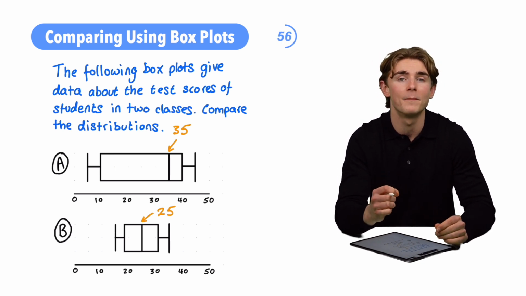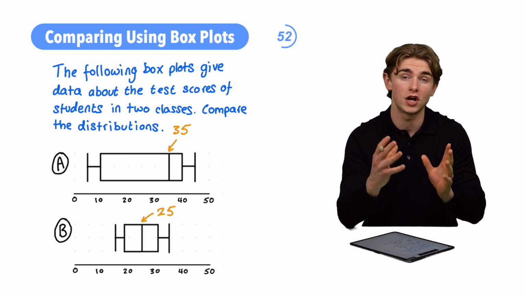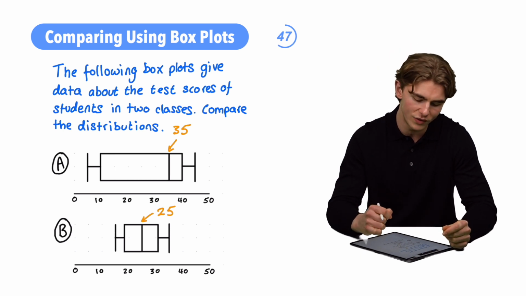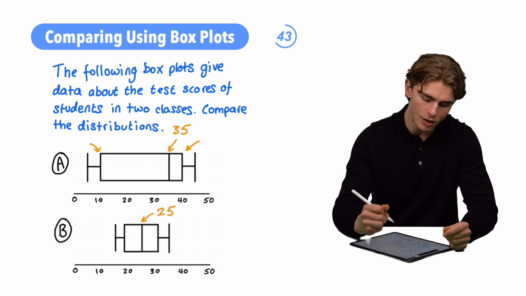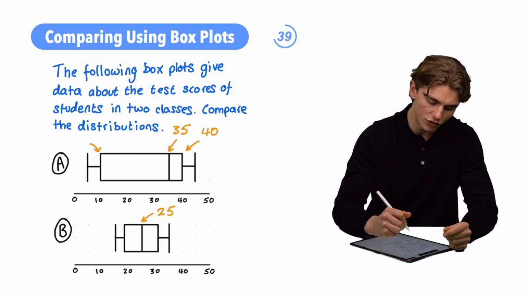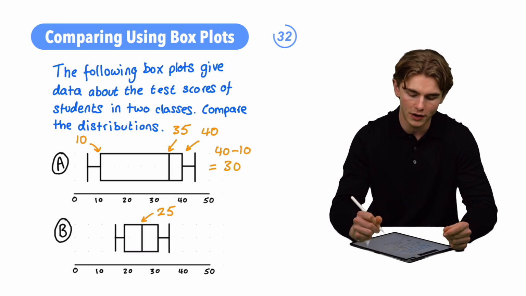Now, what about comparing the consistency of the data using our range or interquartile range? We could use either. I'm going to use interquartile range here, but you could have done range. So what can we say? We can say that the interquartile range in the case of group A is going to be the upper quartile of 40, subtract the lower quartile of 10, 40 minus 10, that is going to be 30. So we have an interquartile range of 30.